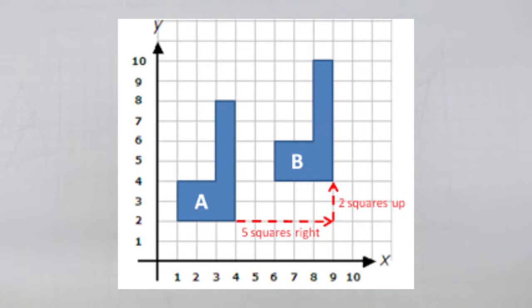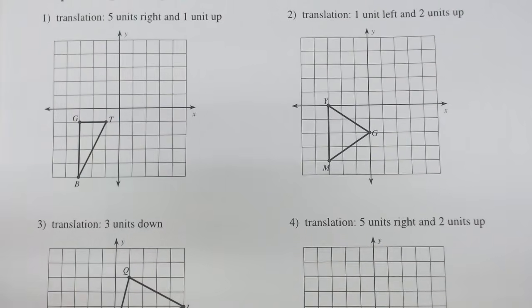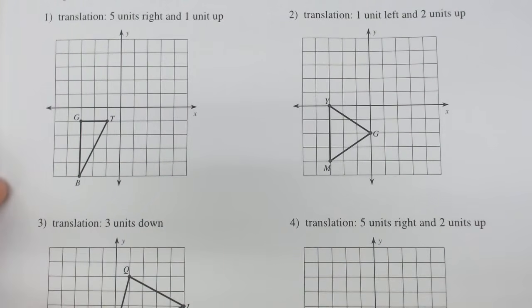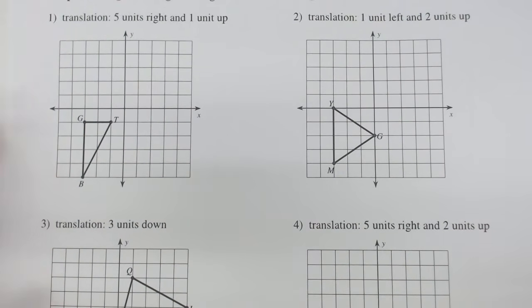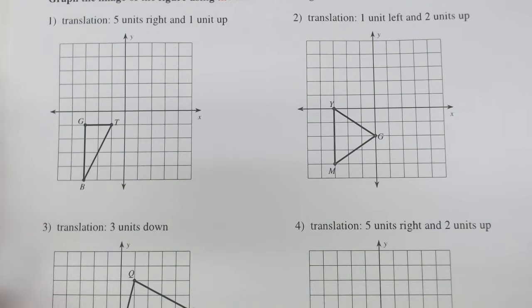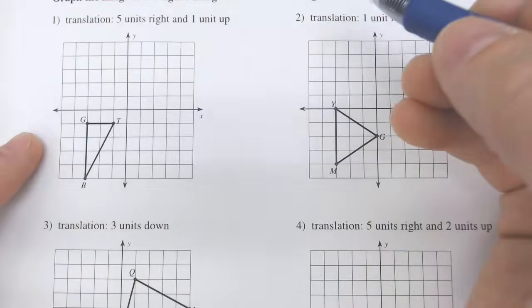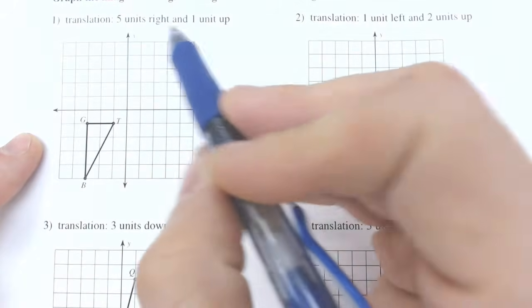Today we are going to be translating shapes. Let's get into it. So translating a shape is just a fancy way of saying move it. Just move it to the left or move it to the right or up or down, and that is all we are doing here. So we're going to take the shapes that are provided and perform the operation that it says.